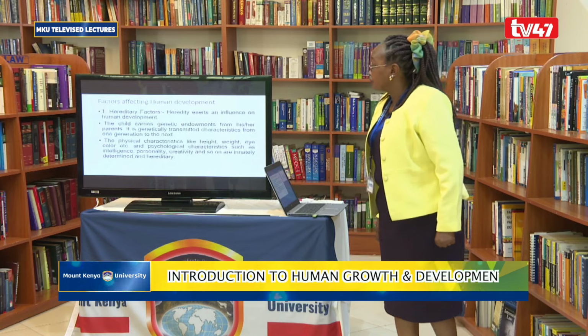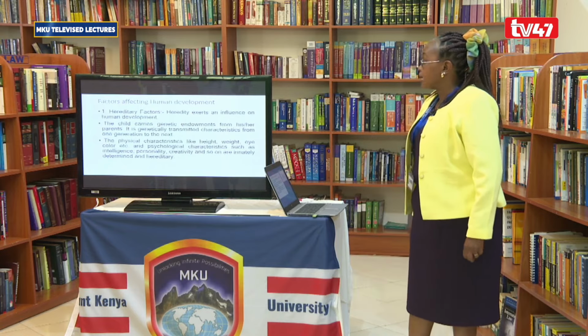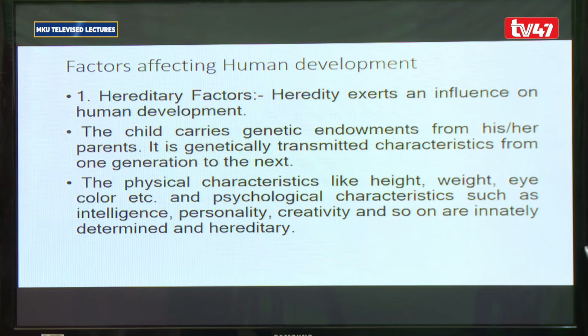Now, let's go to the last part of my lesson. We are going to look at some of the factors that might influence human development. I'll give you 5 factors that influence human growth and development. The first one is heredity factors, or hereditary factors.